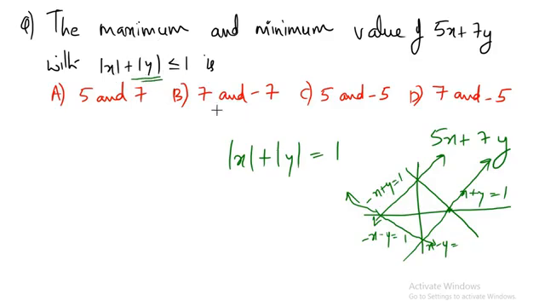So this is the area, and we are asked to find all x and y for which mod x plus mod y is less than or equal to 1. That means the area we are going to get is inside. So this is the feasible region we will be getting in this case.